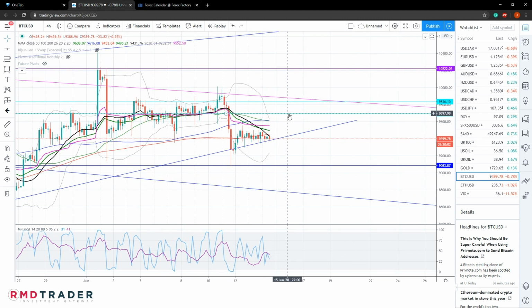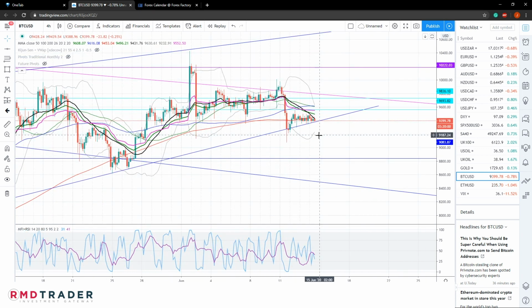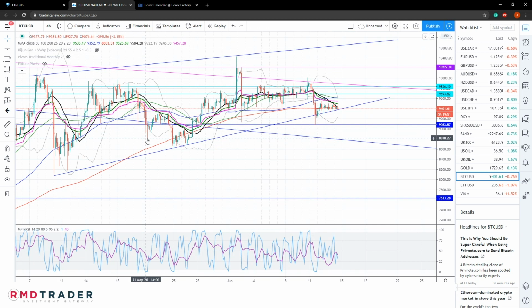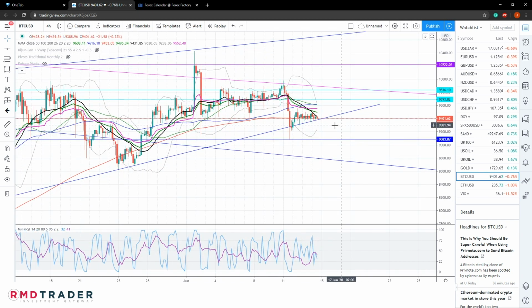And should price break below this wedge structure, we should find our first support at the 9,100 level. So this would coincide with this horizontal level as indicated in blue, and that will also coincide with the low of the tail that was tagged on the 11th of June. So that could also be an area of some further support.